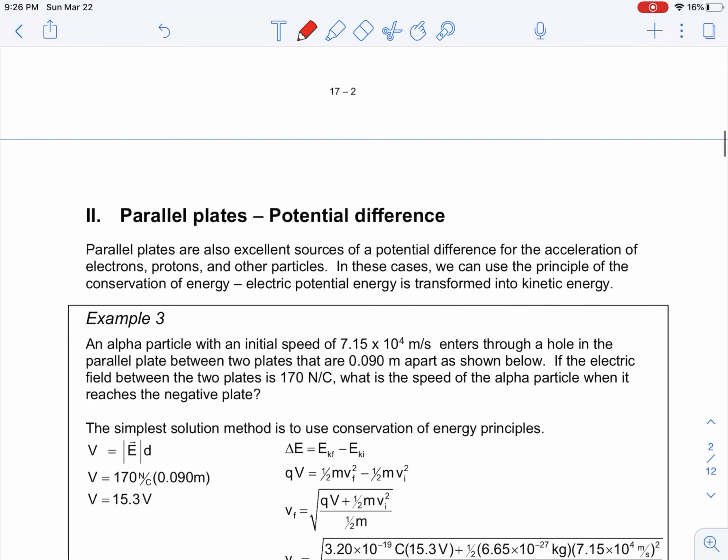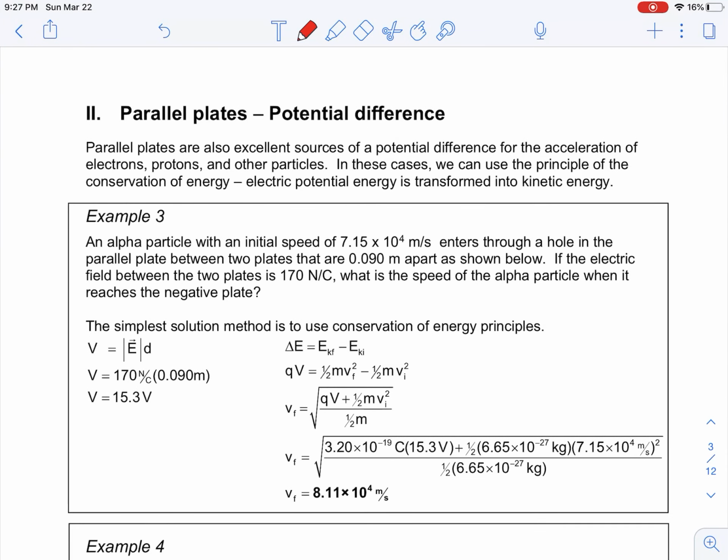All right, potential difference. Parallel plates are an excellent source of potential difference, which is why I talked about them in lesson 16, and for accelerating particles through some sort of accelerating chamber or potential difference, to make them go faster or decelerate them, make them go slower. Whenever we're doing that, we're using the conservation of energy. So potential energy lost is equal to kinetic energy gained.